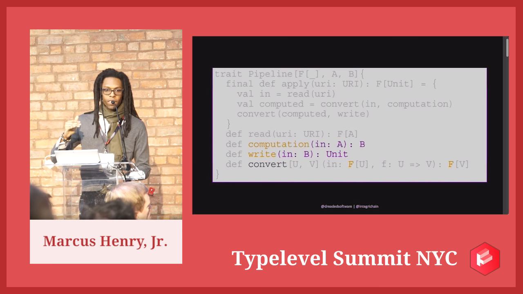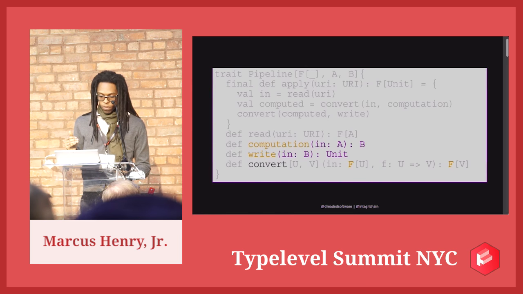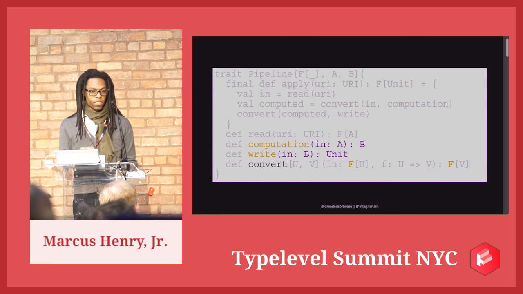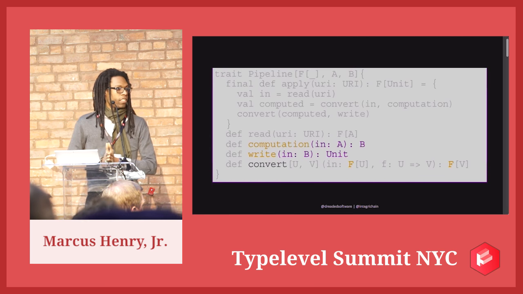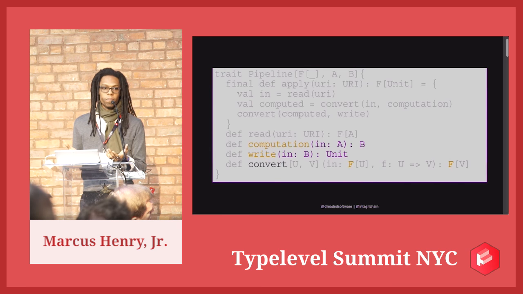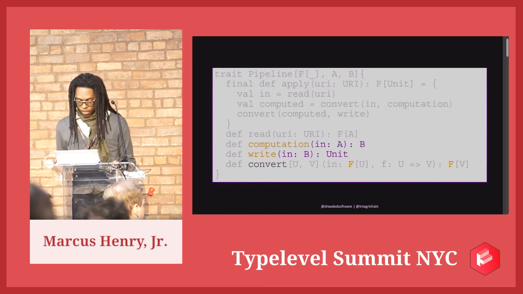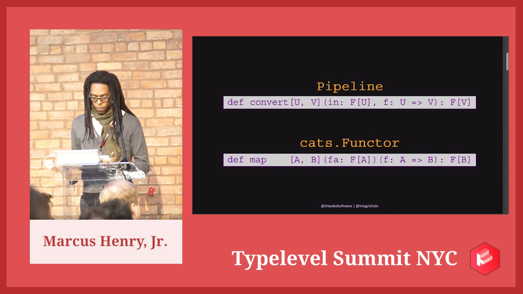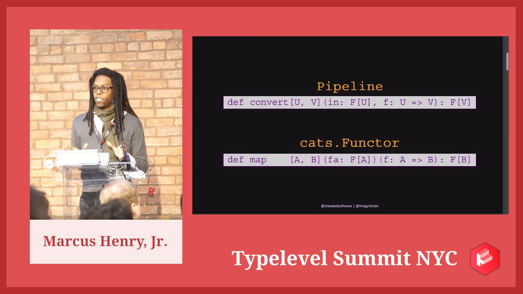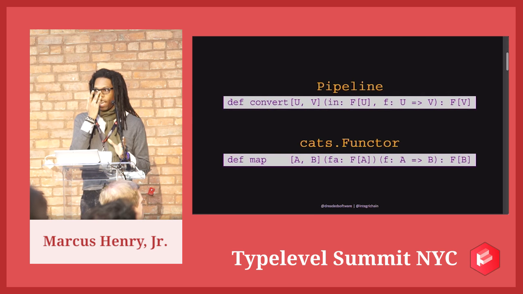Computation and write keep their A and B type parameters. And this new function convert takes an F and a function and then gives you another F. All right? So I'm going to pause here and look at this function convert for a little bit. This is really, really abstract.